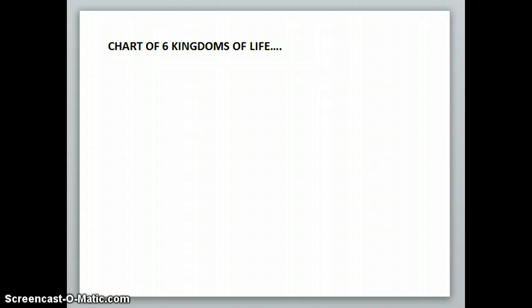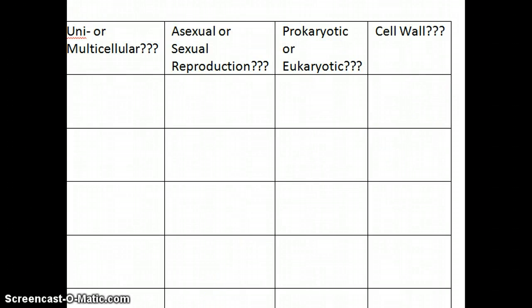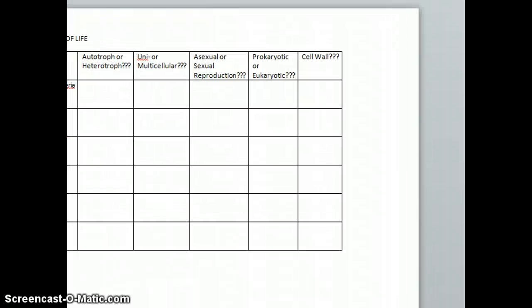You should be able to chart the 6 kingdoms of life. We did something in class, and this should be linked. You should have a table that has the 6 kingdoms of life, and it should have characteristics of all of them. So we went over that in class.